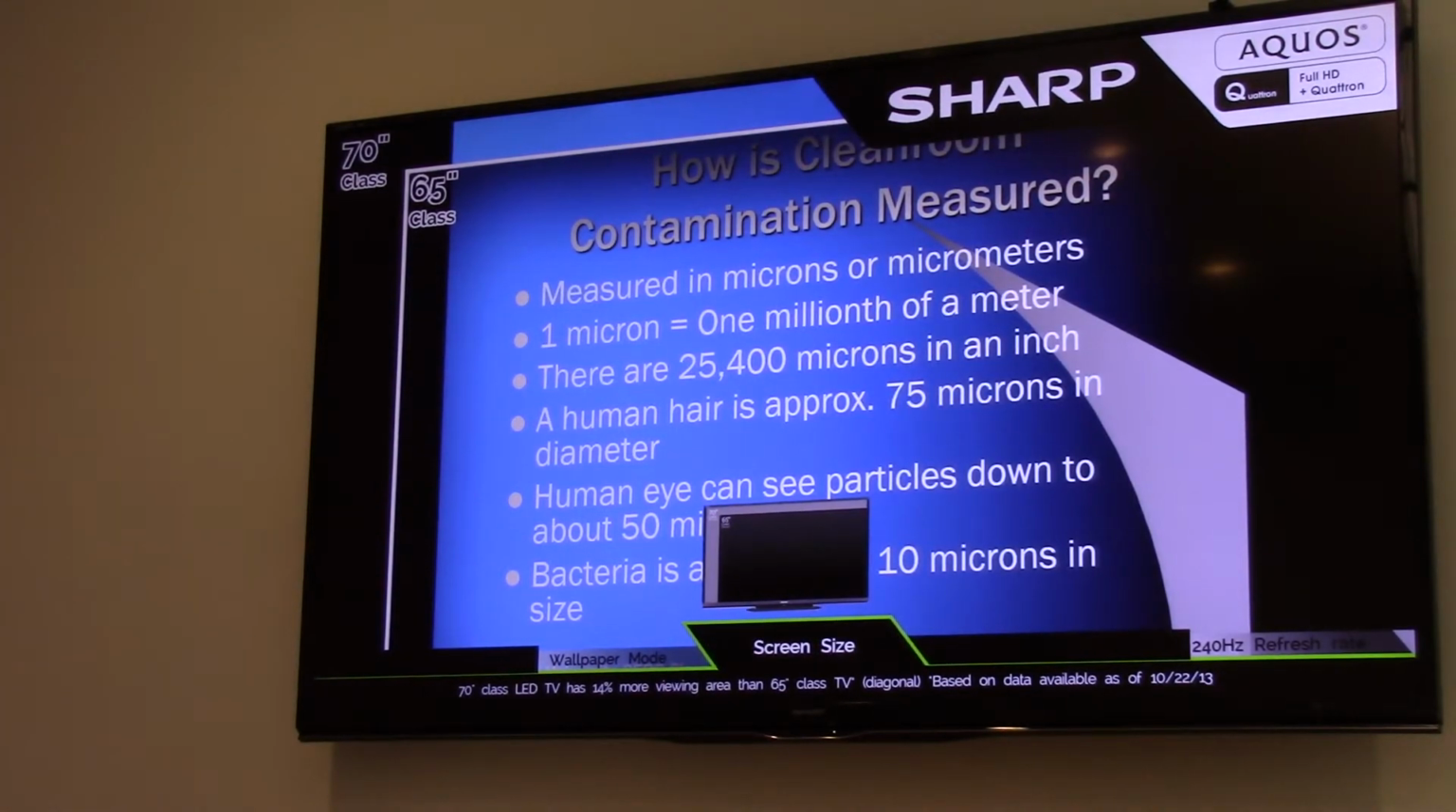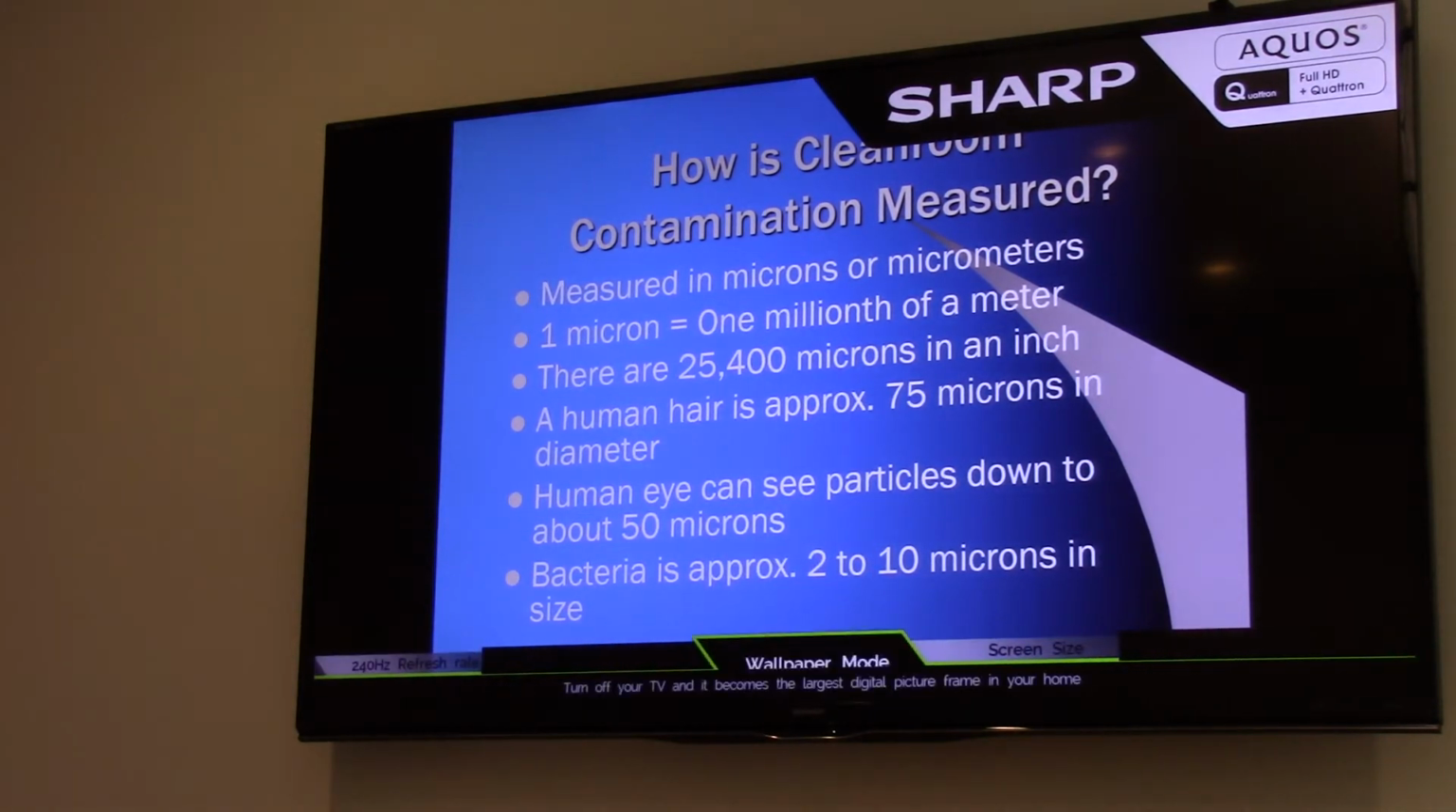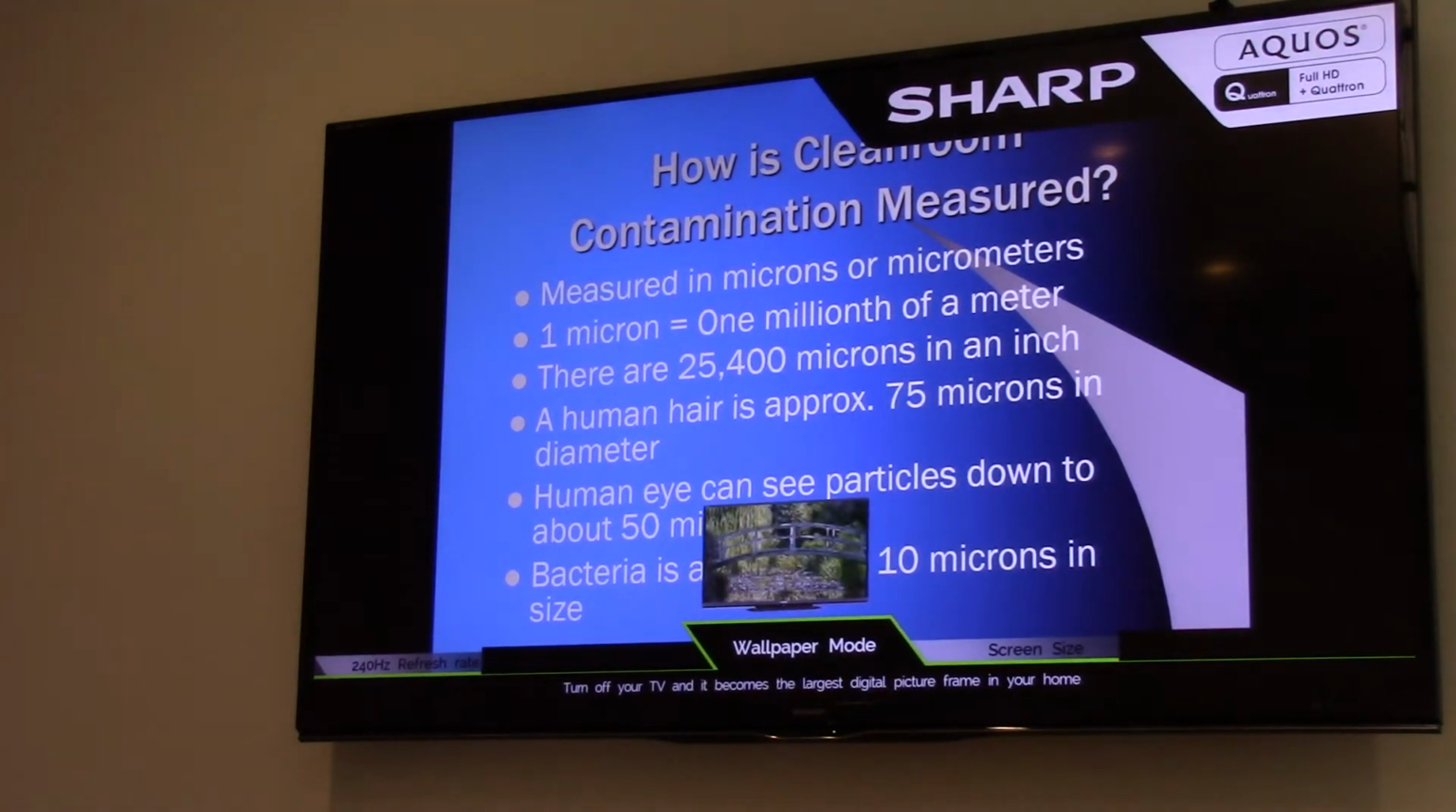How is clean room contamination measured? Like I mentioned, it's measured in microns. 1 micron is 1/1,000,000th of a meter. There are 25,400 microns in an inch. Human hair is 75 microns, and we can see down to 50 microns. And bacteria is approximately 2 to 10 microns in size.